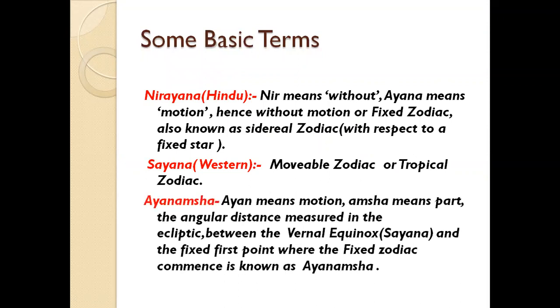The casting of a horoscope is based on the movement of planets in a zodiac. This is the first thing which we have to keep in mind. All the planets move in a zodiac. So basically there are two systems for calculating. One is Nirayana and the other one is Sayana.